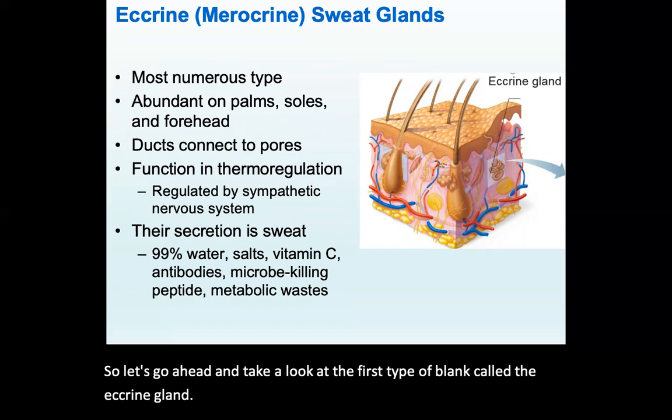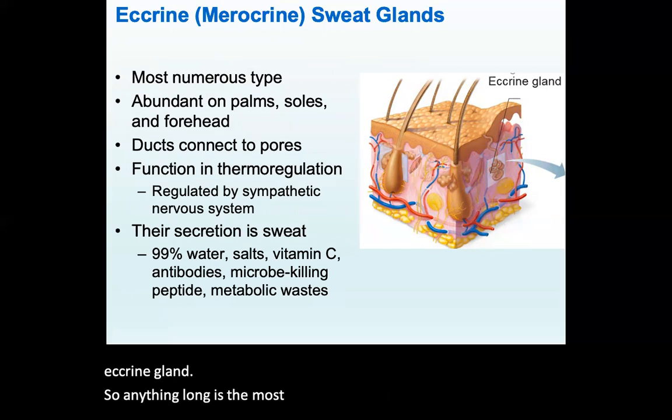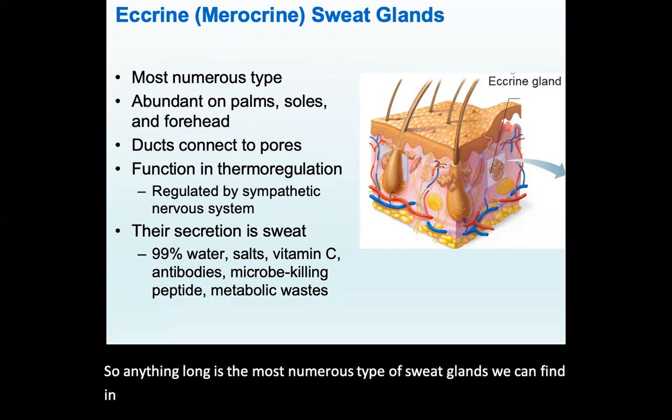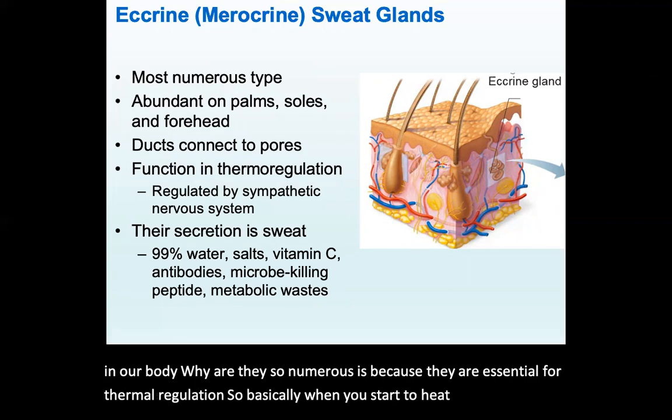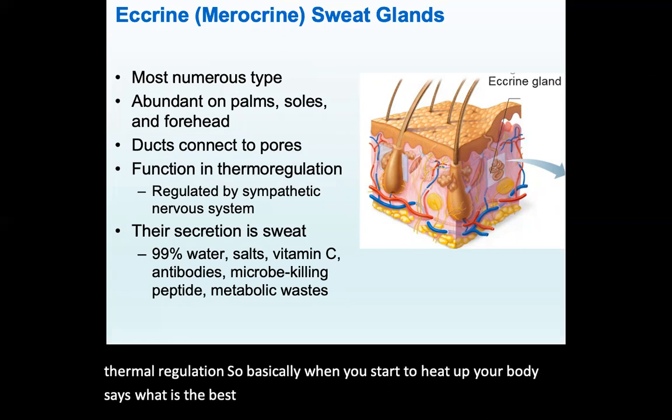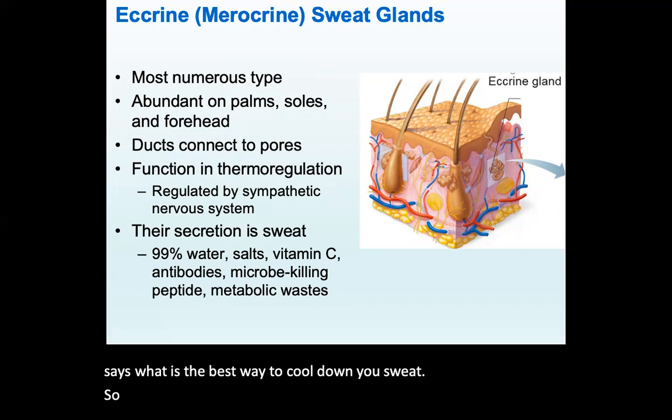So eccrine glands are the most numerous type of sweat glands we can find in our body. Why are they so numerous? It's because they're essential for thermal regulation. So basically, when you start to heat up, your body says, what is the best way to cool down? You sweat. So these are found at significantly higher concentration in the soles of your feet, the palms of your hands, and your forehead.